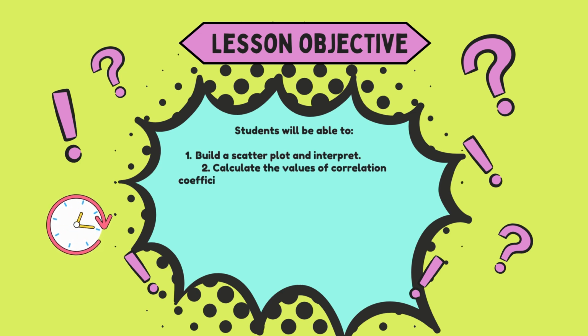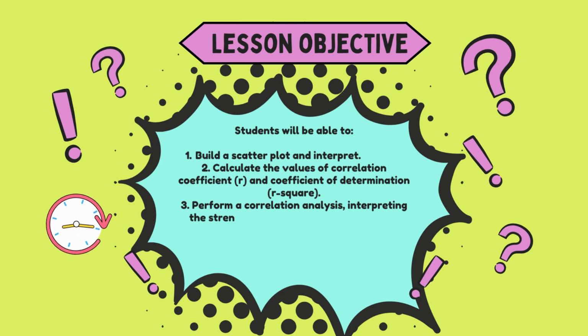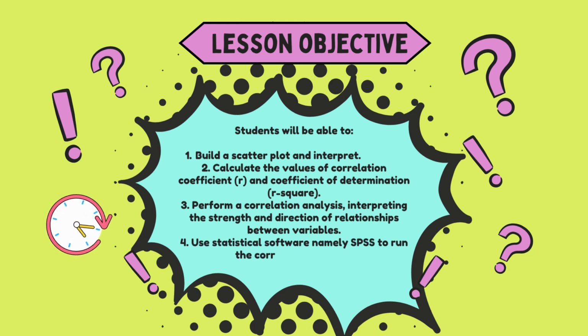2. Calculate the values of correlation coefficient R and coefficient of determination R square. 3. Perform a correlation analysis interpreting the strength and direction of relationships between variables. 4. Use statistical software, namely SPSS, to run the correlation analysis.